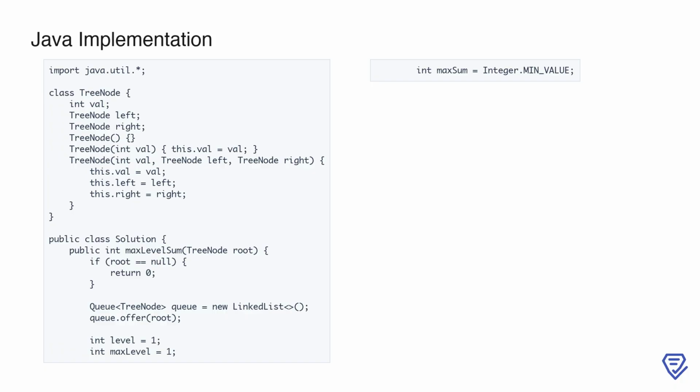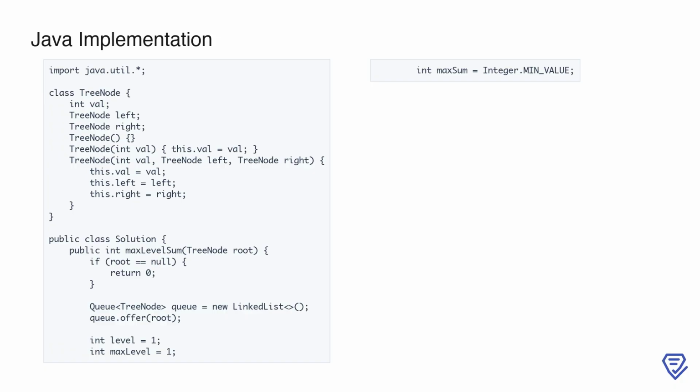Next, we move to the Solution class, where the maxLevelSum method is implemented. This method aims to find the level of the binary tree that has the maximum sum of node values. To start, we handle the edge case where the root is null by returning 0, as there are no levels in an empty tree. We then initialize a queue to facilitate a level order traversal of the tree and add the root node to it.